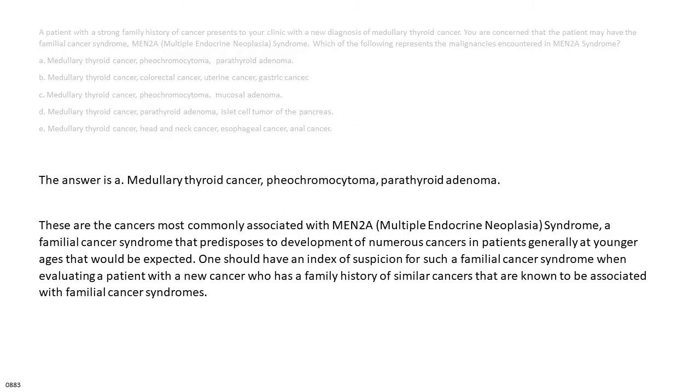The answer is A. Medullary thyroid cancer, pheochromocytoma, parathyroid adenoma. These are the cancers most commonly associated with MEN2A, multiple endocrine neoplasia syndrome, a familial cancer syndrome that predisposes to development of numerous cancers in patients generally at younger ages than would be expected. One should have an index of suspicion for such a familial cancer syndrome when evaluating a patient with a new cancer who has a family history of similar cancers that are known to be associated with familial cancer syndromes.